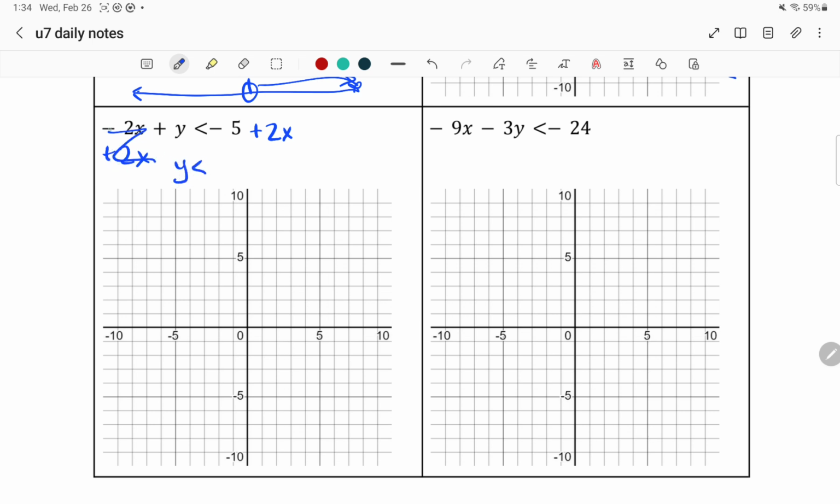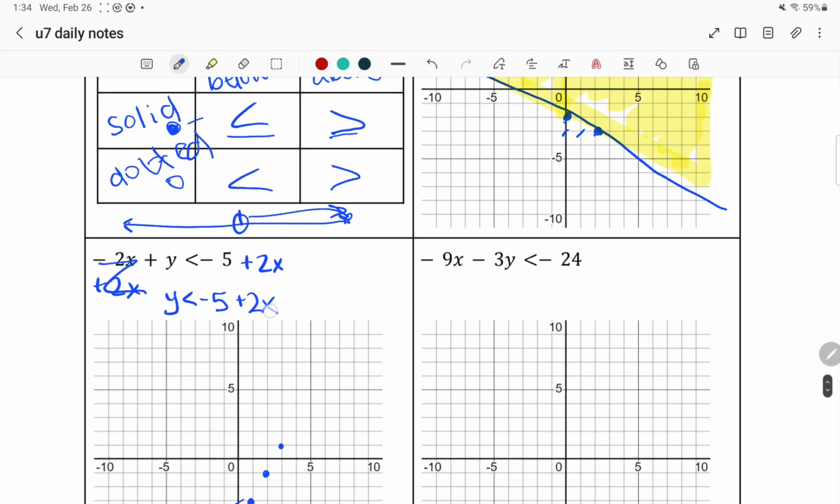Add 2x to both sides to eliminate the -2x. So I have y all by itself is less than -5 plus 2x. My y-intercept is always the number without the x, so I'm going to put a dot on -5. My slope is +2, so that's up 2 over 1. Up 2 over 1. And so on.